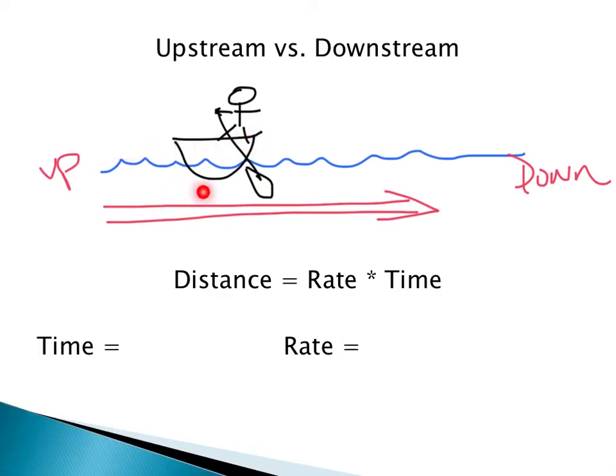And then also think back to the distance, rate, time formula, where we know distance equals rate times time. You can solve for time by dividing both sides by the rate, and when you do that, you get distance over rate. And if you solve for rate, you're dividing both sides by time, and that gives you distance over time. We're going to need that idea as well to solve these problems.